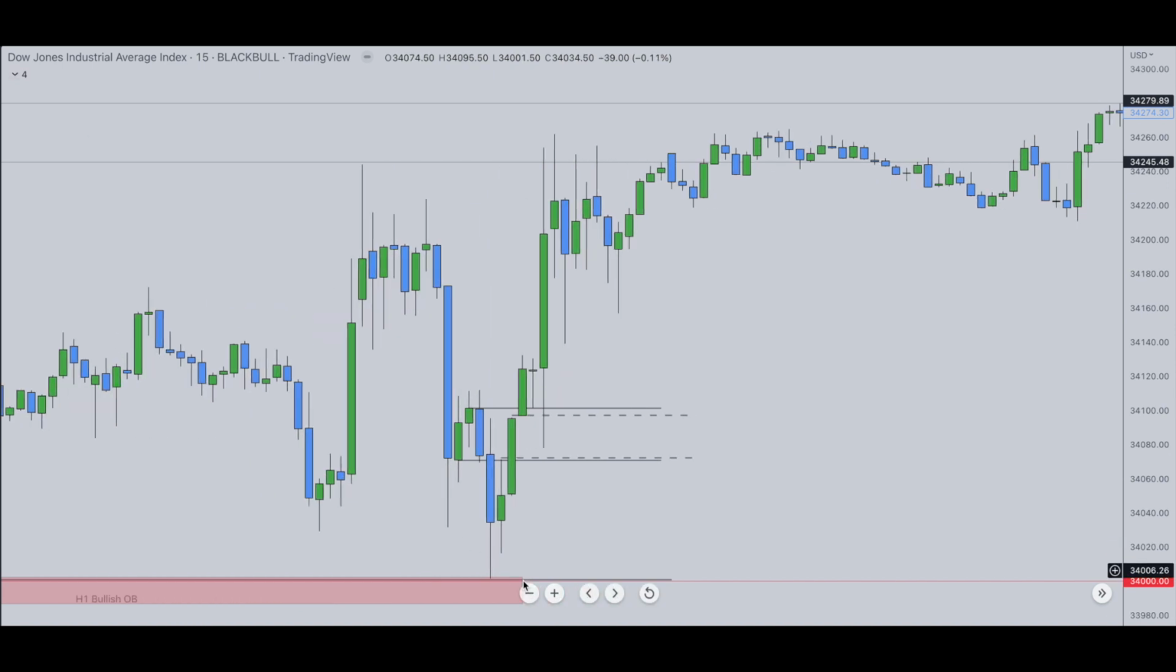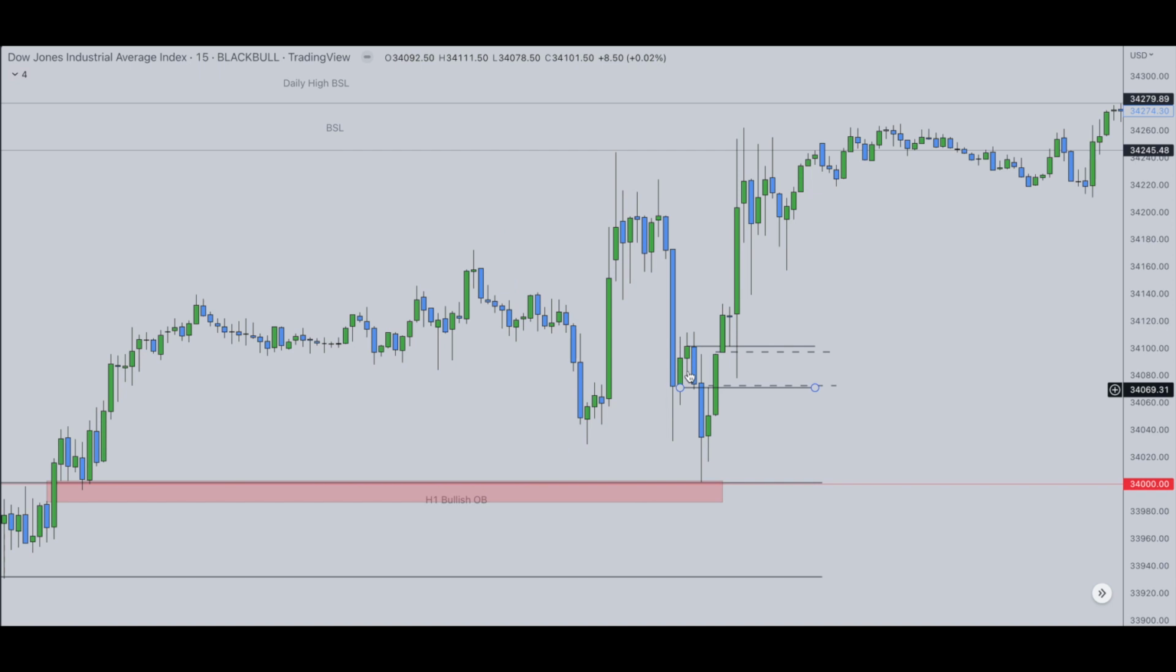Now we didn't actually get the news release. We traded into this a little bit earlier, which was 12:45. So a little bit earlier. FOMC is around 2 p.m. So we started rallying higher. As soon as we broke above this swing high here, we had a break in market structure.